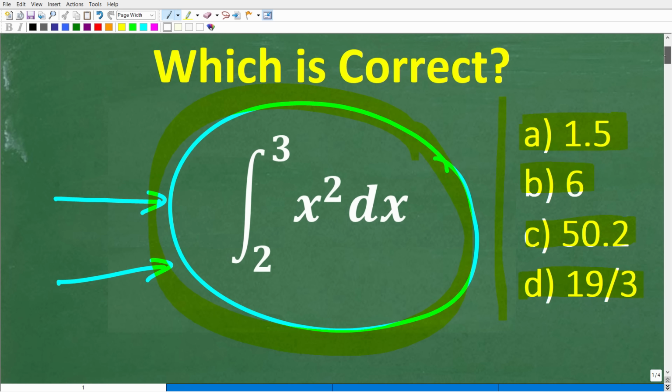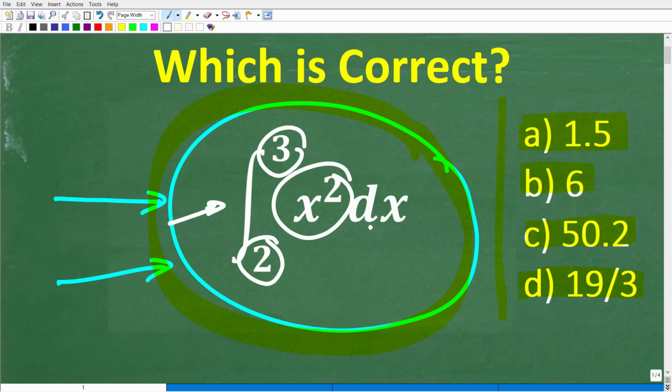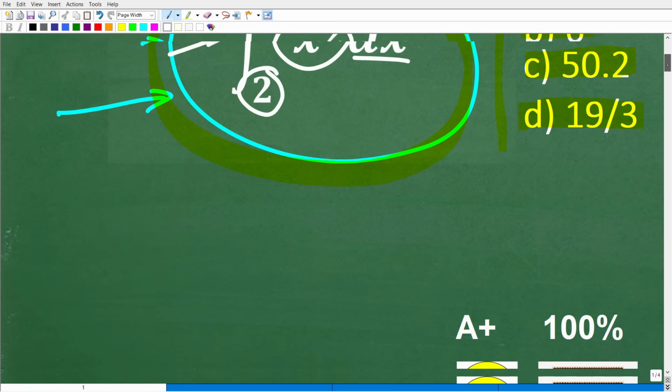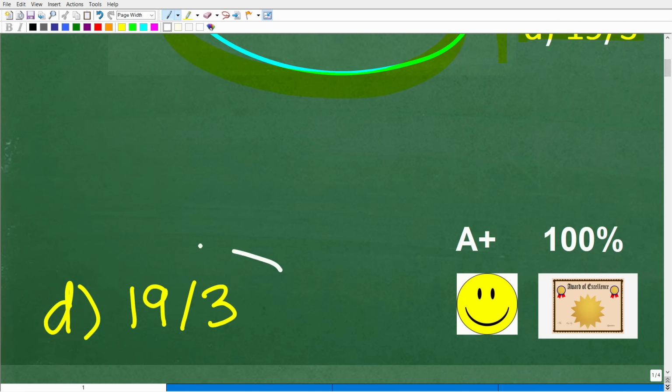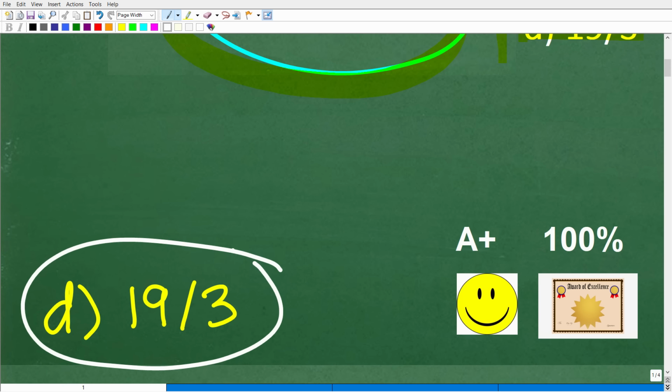All right, so what we have here is an integral problem. That's what this little crazy symbol looks like right here. So we have an integral from 2 to 3 of x squared dx. What does this even mean? Well, I'll explain this in just 1 second, but let's take a look at the answer. The correct answer is D, 19 over 3.